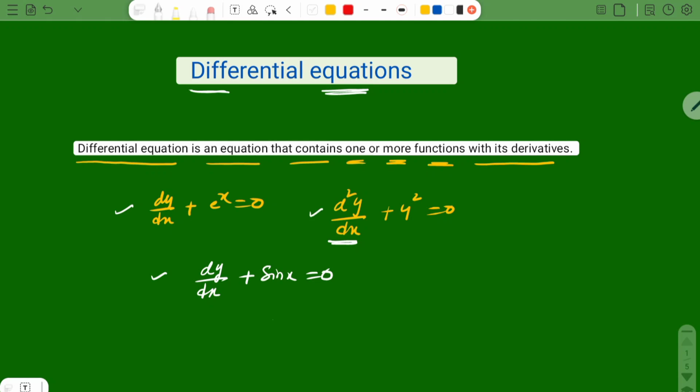Next, dy by dx is also represented as y1, or also written y dash. If we are doing the differentiation two times, d square y by dx square, we write it as y double dash, otherwise y2 will represent it.